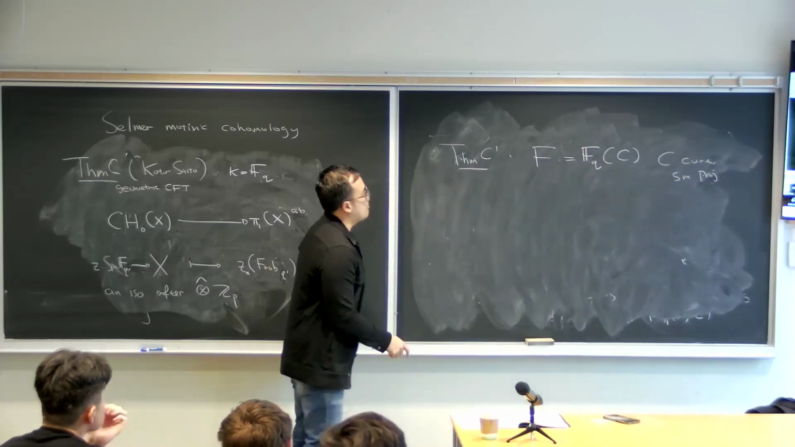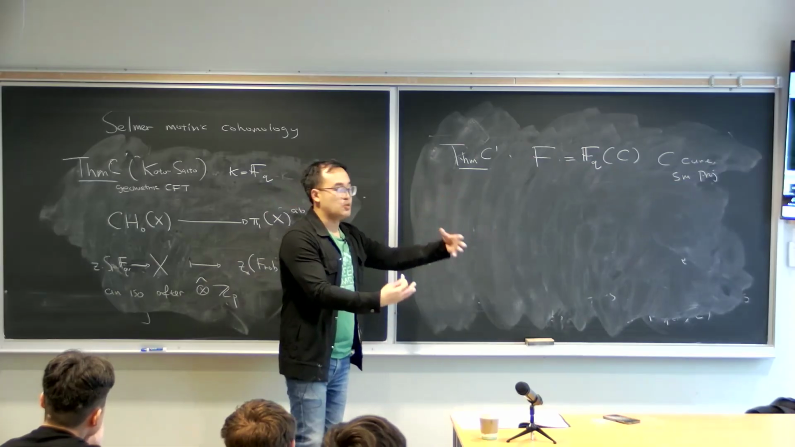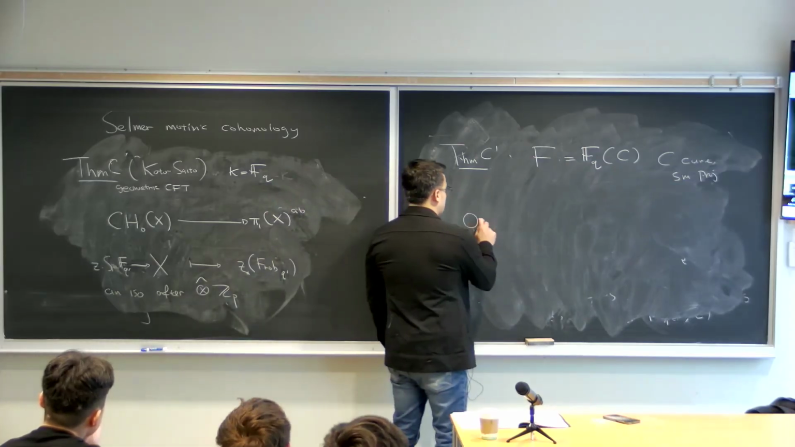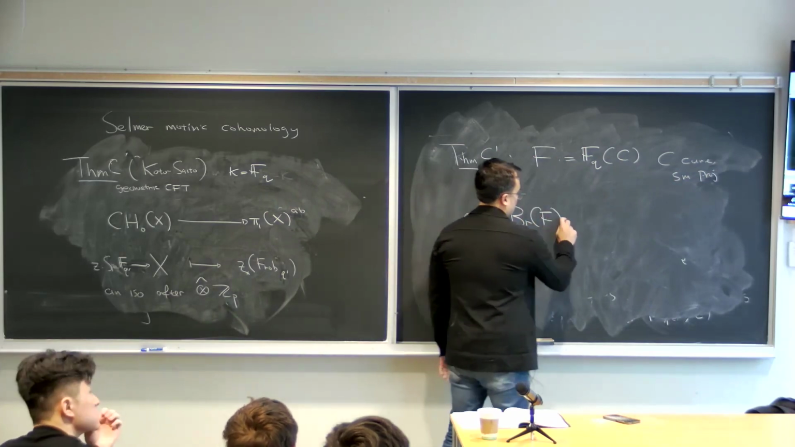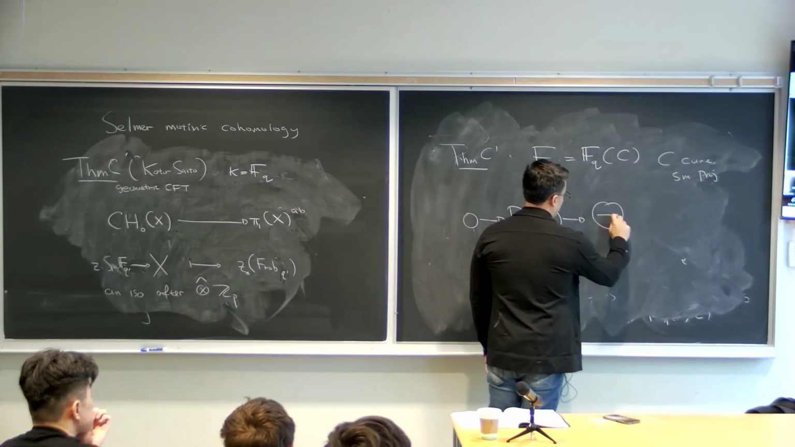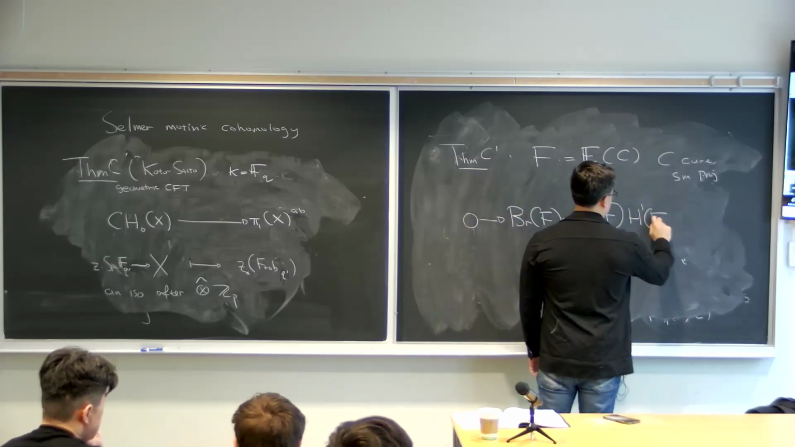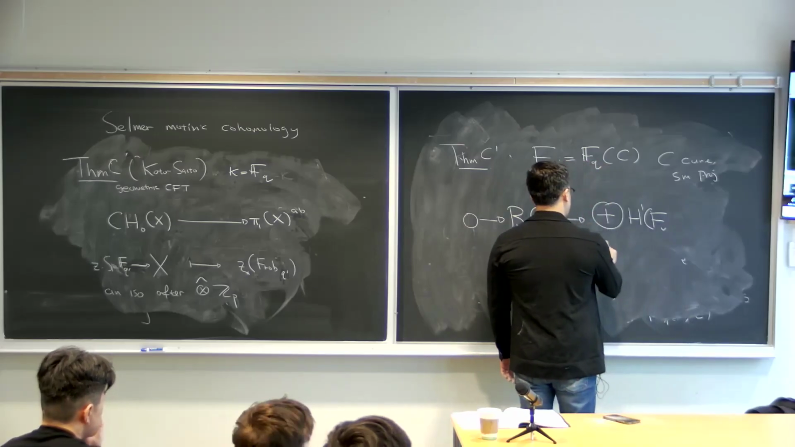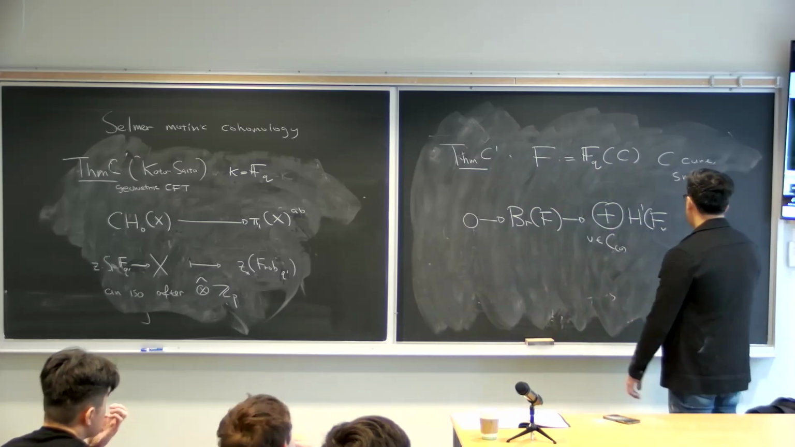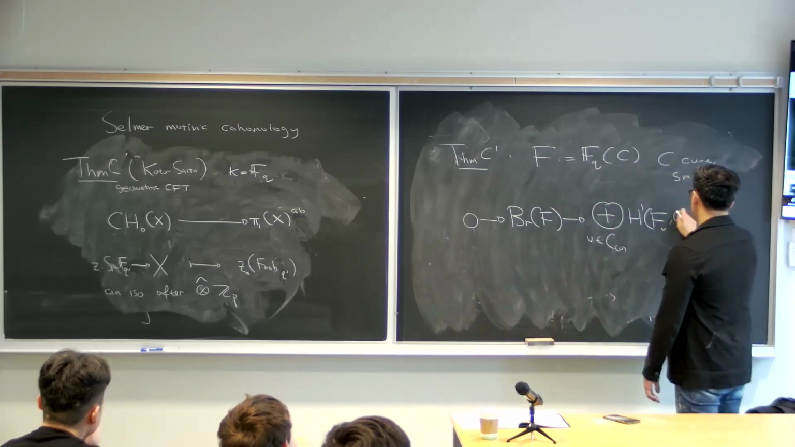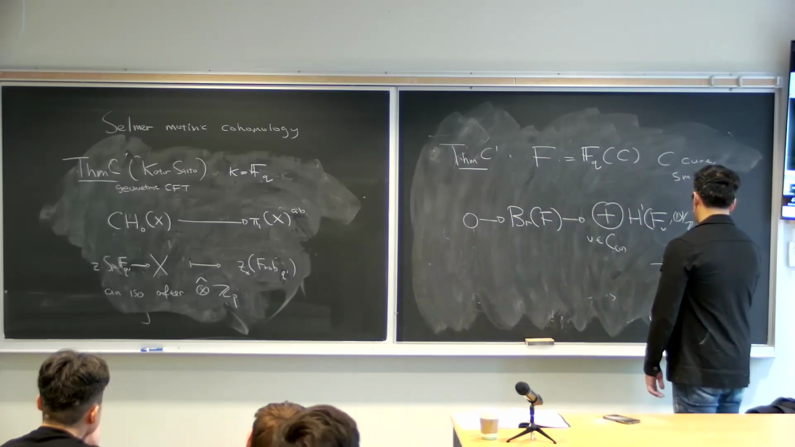So there's something related to this. These two things actually combine into one statement. You can take the Brauer group of F and map this into the direct sum of H1 of F completed at v, where v is a place or a dimension 0 point of C, with coefficients in Q mod Z.